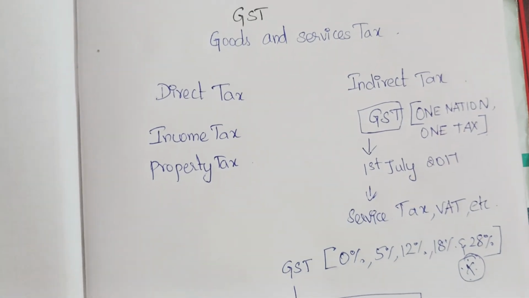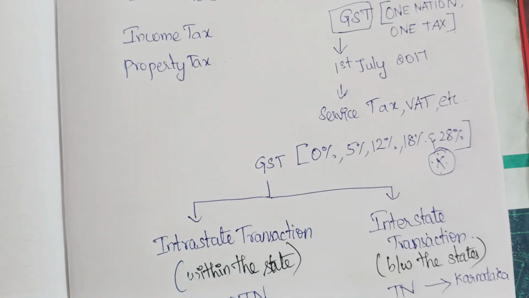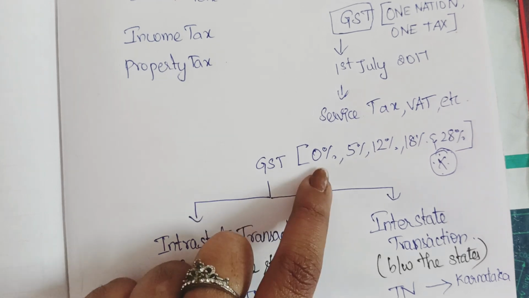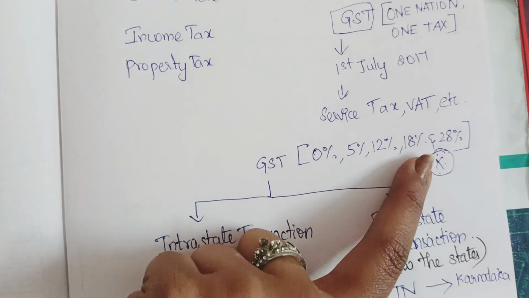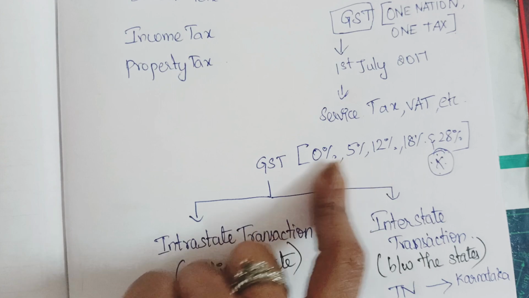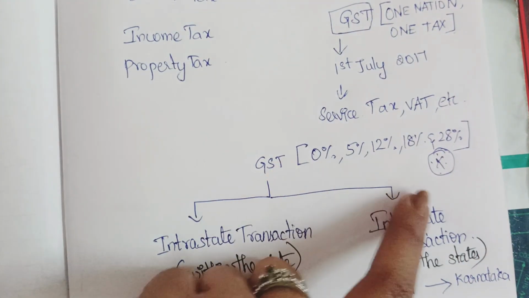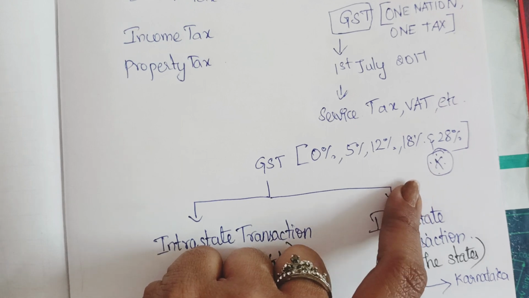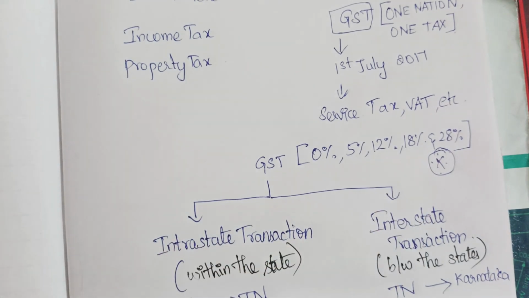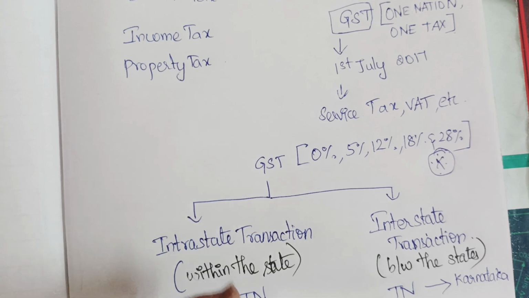Now we will come to the portions. What all percentages of GST are available in our country: 0%, 5%, 12%, 18% and 28%. These are the only taxes available in our country. This is going to be again an important 1 mark question. Kindly note down. And we have two types of transaction. One is within the state and the other one is between the states. It is not going to be between the countries. It is just going to be between the states or within the states.